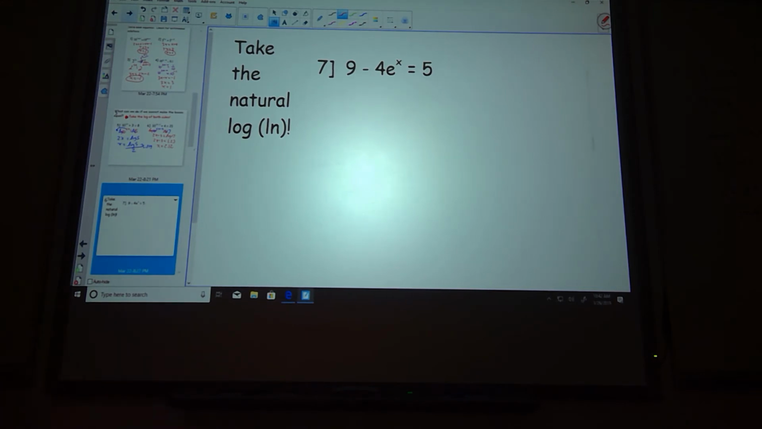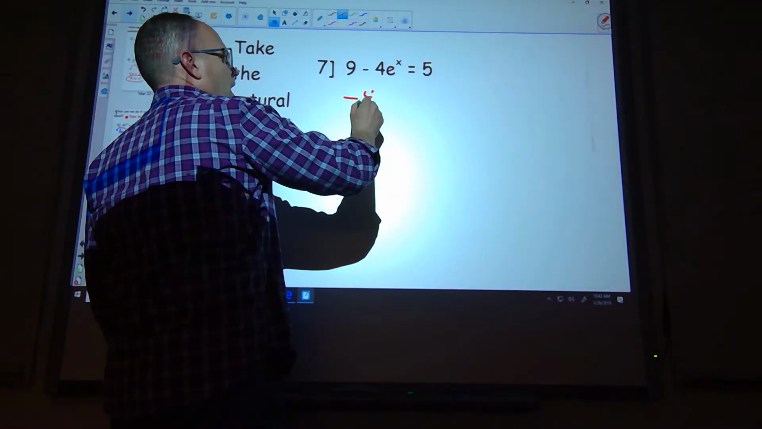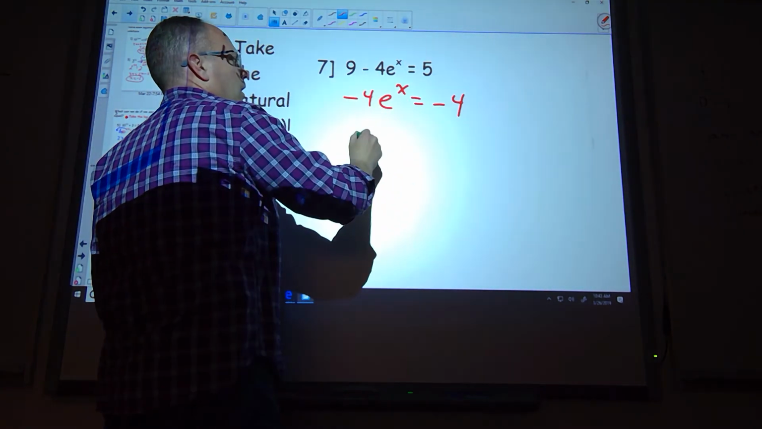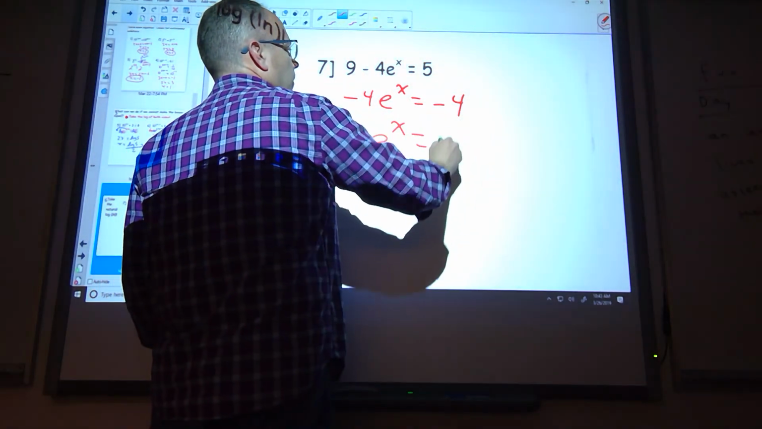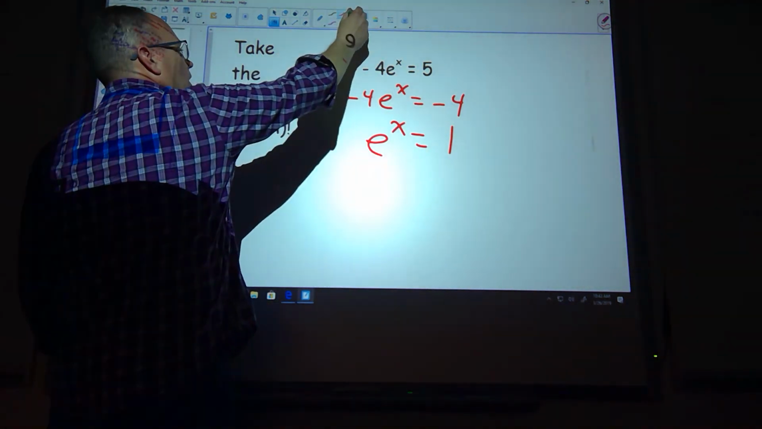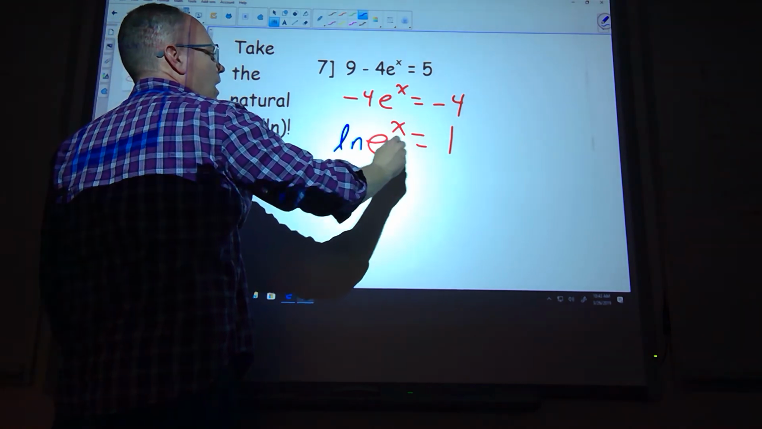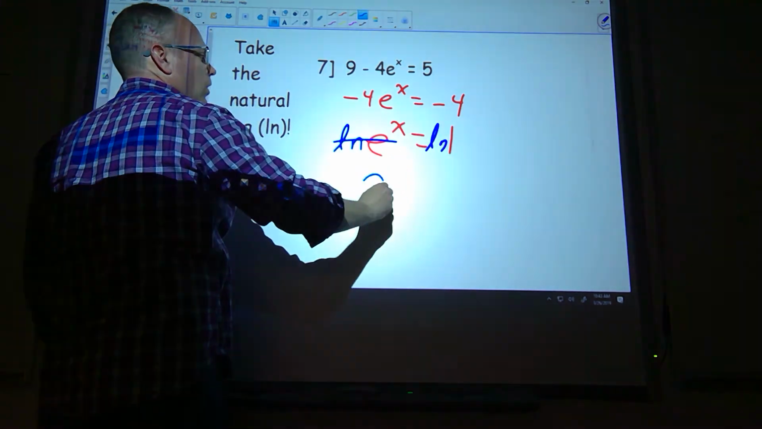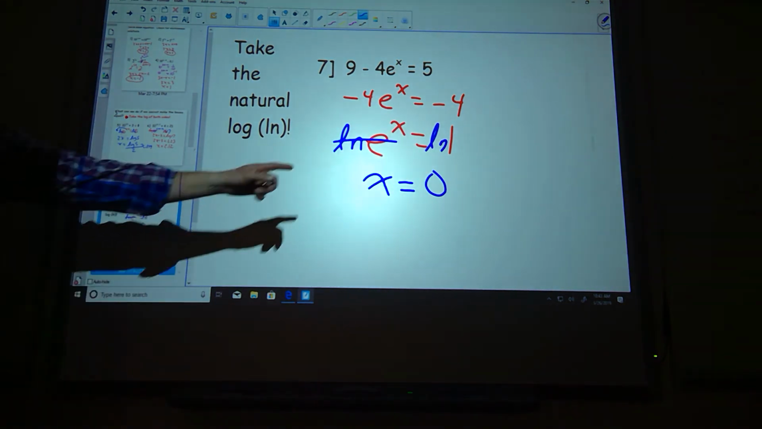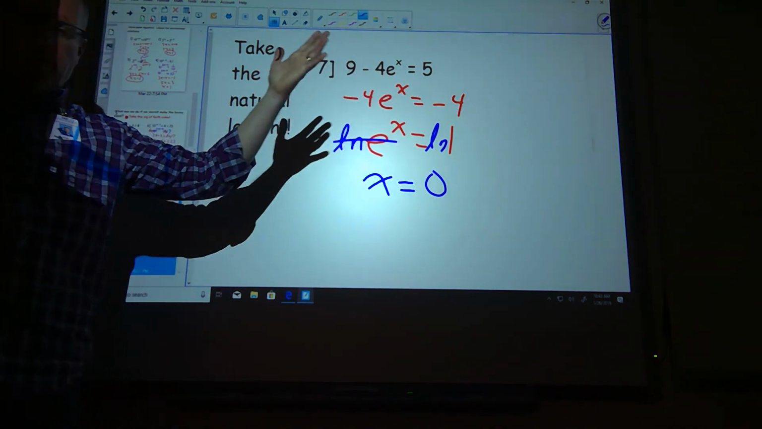Okay, so this one we're going to do natural log because it's e. So the first move on this one, I subtract 9 from both sides. So I get negative 4. Divide both sides by negative 4. Is that okay? If I do the natural log of both sides, those cancel. Natural log of 1 is 0. That works. Oh, we should have seen that originally. e to the 0 is 1. Yeah, it would have worked.